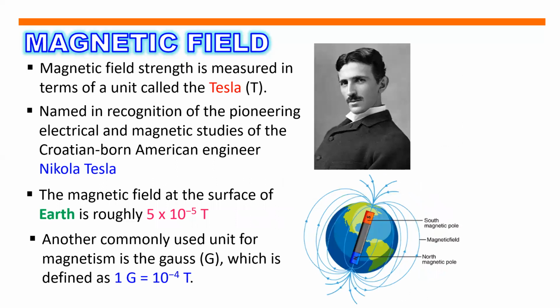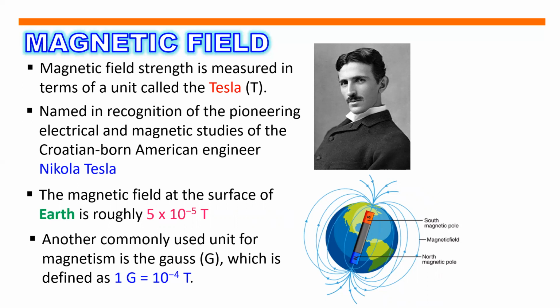So magnetic field is measured in terms of a unit called the Tesla. So para ma-measure natin kung gaano kalakas yung ating magnetic field, ginagamitan natin siya ng unit na Tesla. It is named after engineer Nikola Tesla. The magnetic field at the surface of Earth is roughly 5 times 10 to the negative 5 Tesla. So ganun ang magnetic field ng ating Earth. So that is 5 times 10 to the negative 5 Tesla.